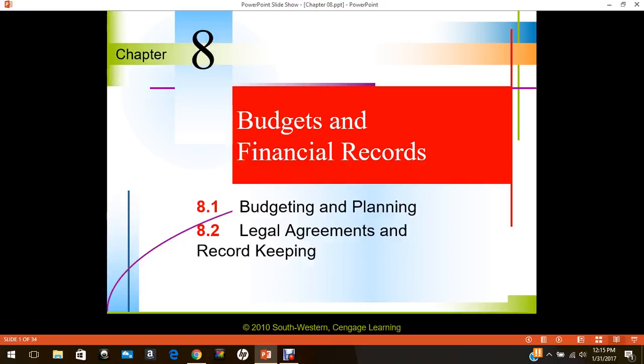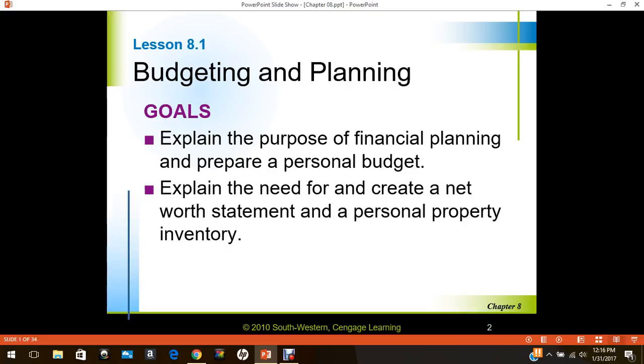Okay, class, today we're going to be talking about budgets and financial records. It's very important that you have an understanding of budgets because, again, it's going to allow you to make smart decisions in regards to how you spend your money.